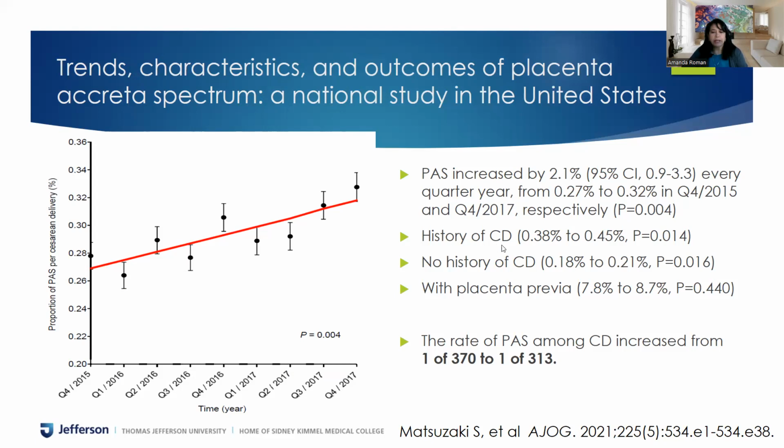So if the patient has a history of cesarean section, their risk also increased. If there is no cesarean section, the risk also increases at the same rate. And those with placenta previa are very high risk, 7.8 to 8.7%. So in this group, the rate of placenta accreta spectrum among patients who had C-section was 1 in 370 and increased to 1 in 313.